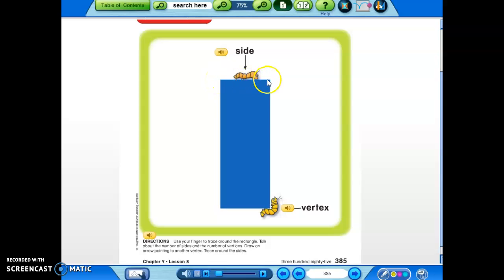I see 1, 2, 3, 4. There are 4 sides of this rectangle.